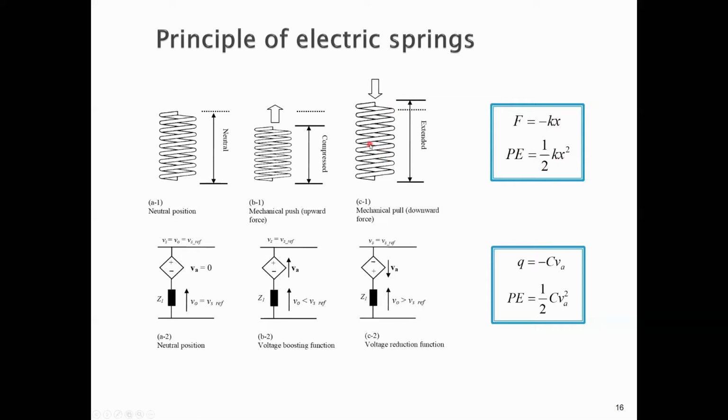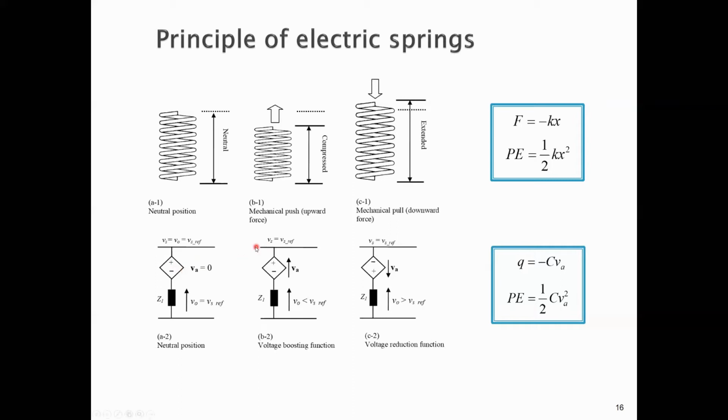Now, ideally, a spring will not dissipate energy. Ideally, it can store energy, but it doesn't dissipate energy. Now, in the electrical version, we can consider the voltage across a capacitor as the electric spring. If the mains voltage is correct and stable, the spring voltage becomes 0.